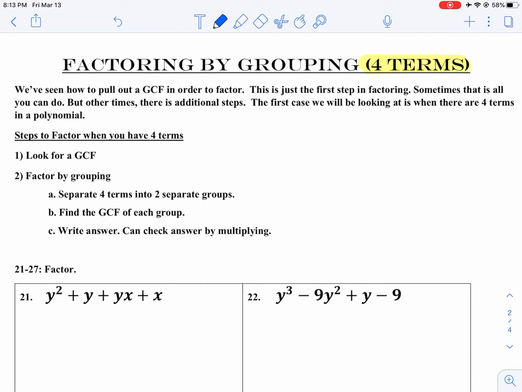Now, we just learned how to take out or factor out the GCF. That's the first step. The first step in factoring is always taking out the GCF. Always, it's a must. Now, there are some additional things that we can do. The first thing is look for the GCF and then factor by grouping.